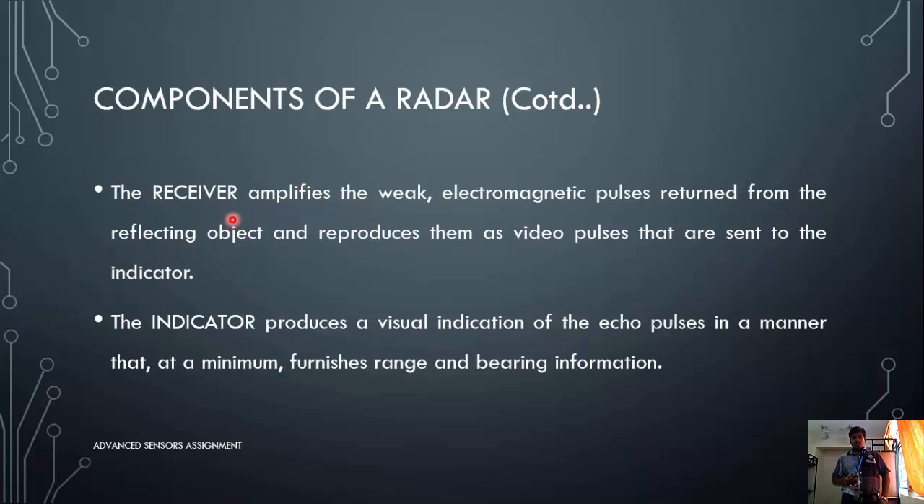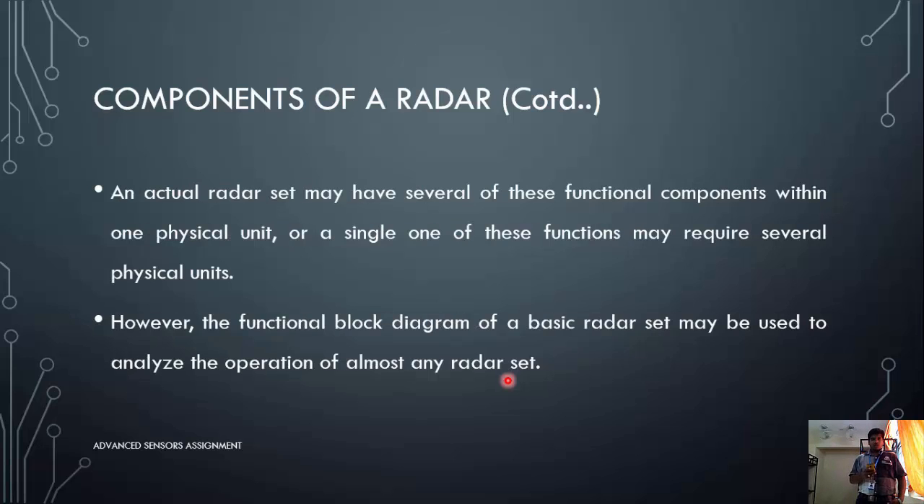The receiver receives the signals, amplifies the weakened electromagnetic pulses returned from the reflecting object, and reproduces them as video pulses or audio pulses that are sent to the indicator to indicate the object. The indicator produces a visual indication of the echo pulse in a manner that at a minimum gives range and bearing information. Instead of video pulses, we can use audio pulses also. The actual radar set may have several of these functional components within one physical unit, or a single function may require several physical units.